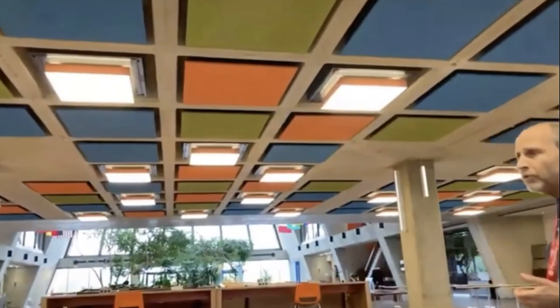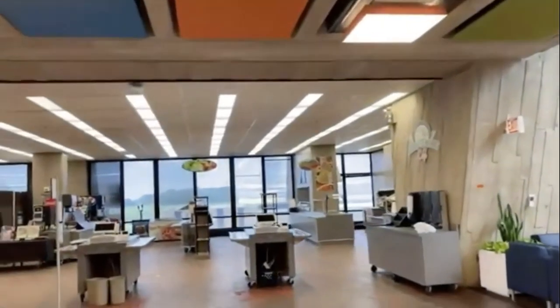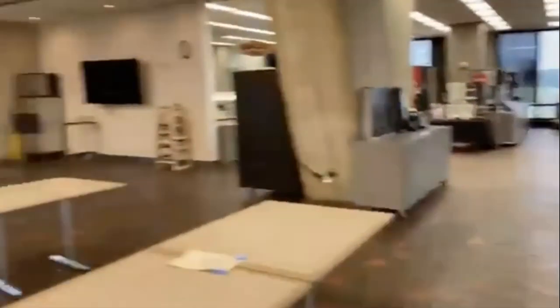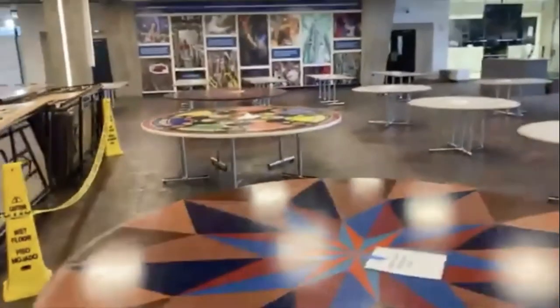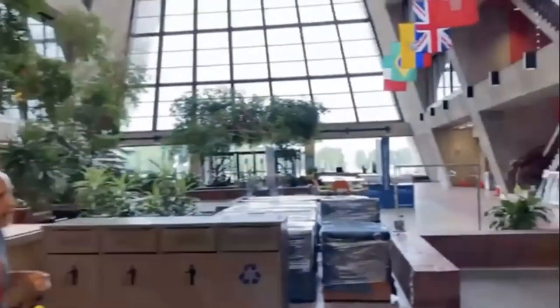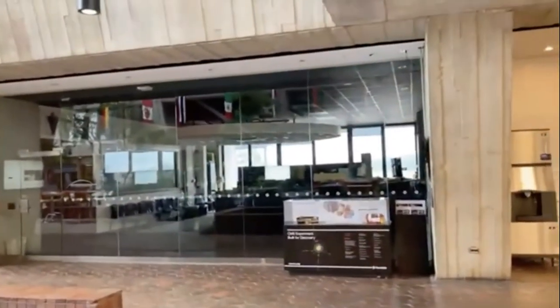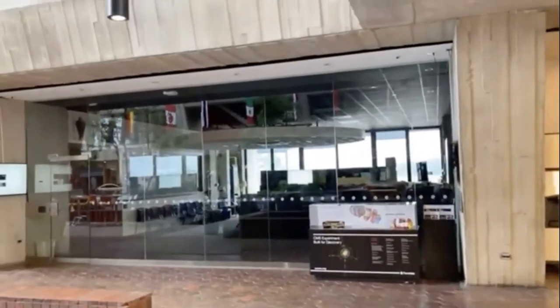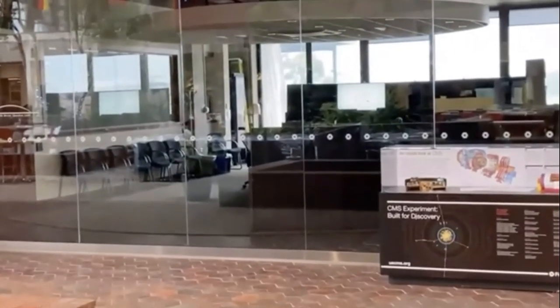So now we're entering the atrium of Wilson Hall from the back. This area normally is our cafeteria. And there are two remote operations centers that are here off the atrium of Wilson Hall. So the one we're looking at now is a remote operations center for what's called the CMS detector on the Large Hadron Collider in Switzerland.